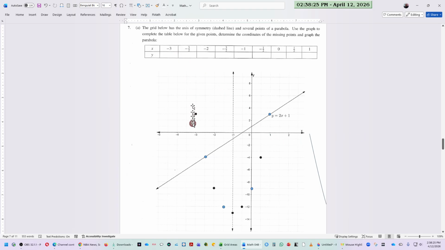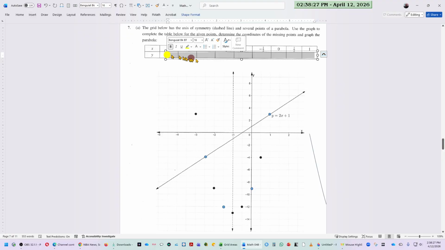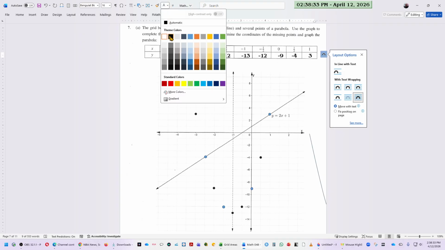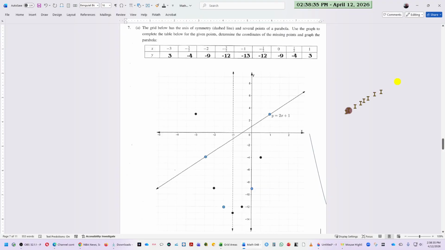We can find these values that belong in this box. And those are those values. So notice I have the 3 that matches the 3. The -4 matches the -4. The -9 matches the -9. -12, -12, and -13 is right in the middle. So we have to now complete the parabola.